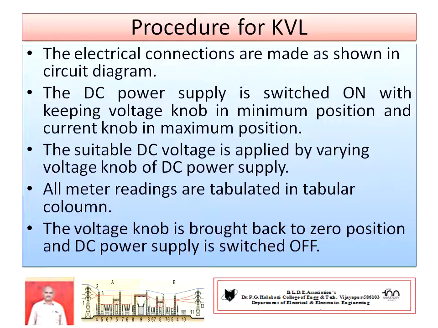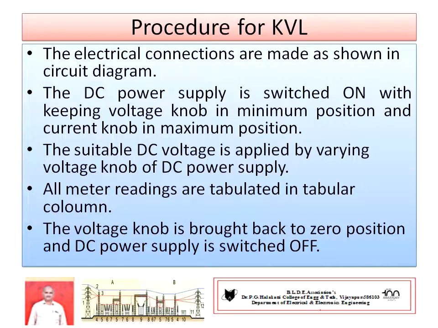In similar fashion, you write a brief procedure for KVL also. The first two steps are the same. The electrical connections are made as shown in the circuit diagram. The DC power supply is switched on, keeping its voltage knob at minimum and current knob at maximum position. A suitable DC voltage is applied by varying the voltage knob of the DC power supply.